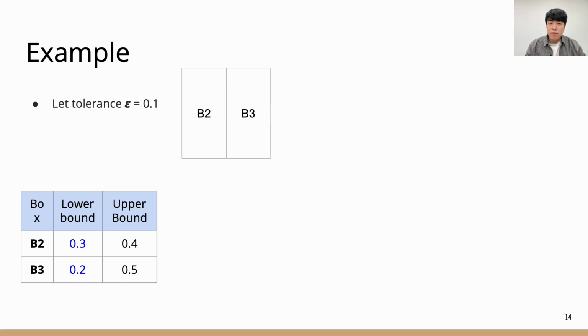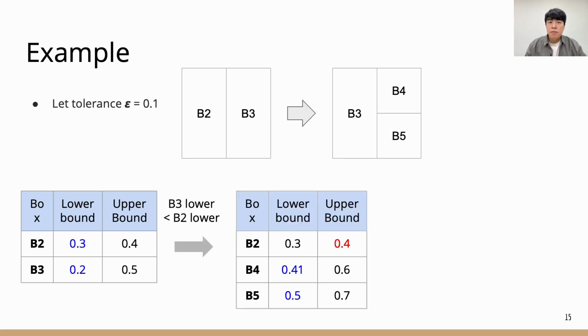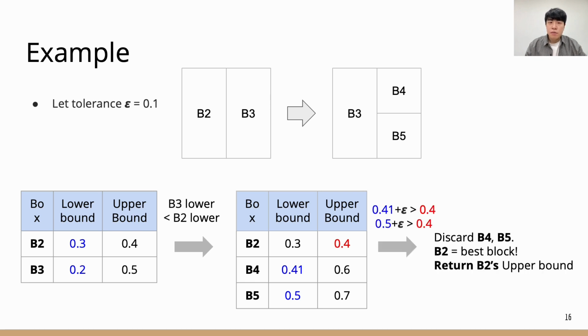Let's take a look at an example. Let the tolerance epsilon be 0.1. Given two blocks B2 and B3, we can see that B3 has a smaller lower bound. We thus split B3 into B4 and B5. We compute the upper and lower bounds for the new blocks. However, the lower bound plus epsilon of B4 and B5 are larger than the upper bound of B2. As a result, we discard B4 and B5. As B2 is the best block, we return B2's upper bound as the final result.